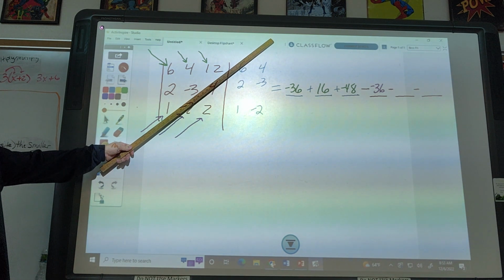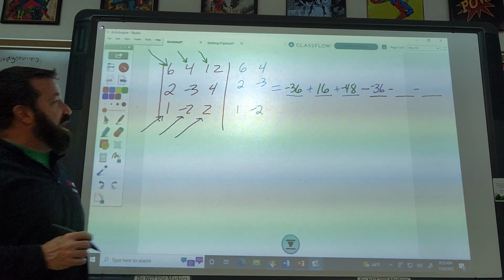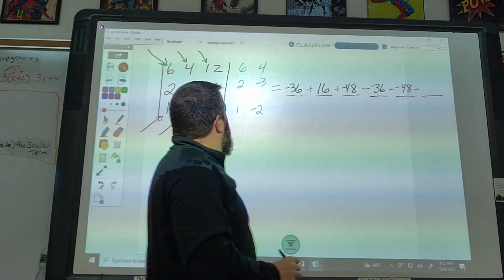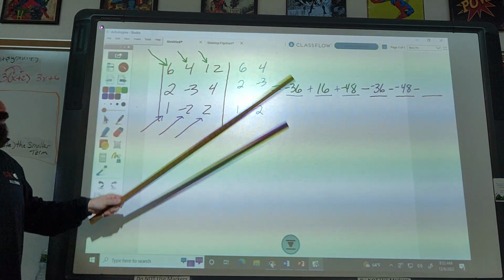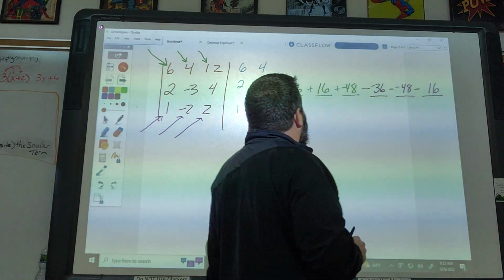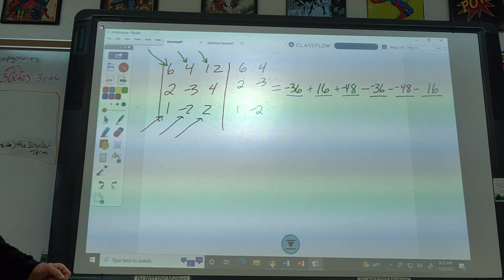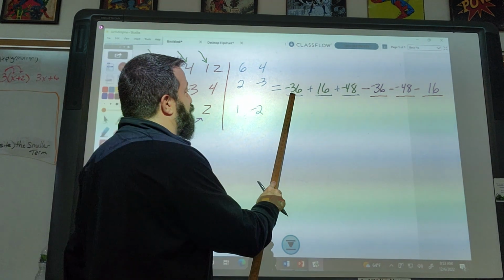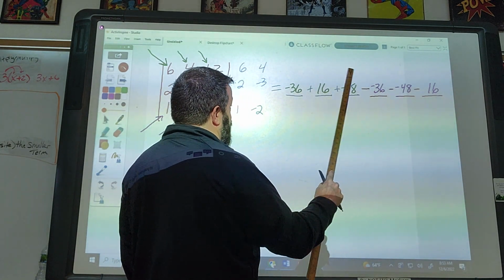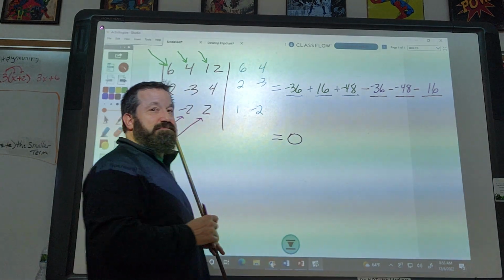And then I go through this diagonal. So I've got 6 times 4 and 24 times 2 is 48. So a -48. So I'm going to be subtracting a -48. And then the last diagonal, 2 times 2 times 4 is 16. Now, as it turns out, I can see from here I got a -36 to +36. I've got a -48 and a +48. I've got a +16 and a -16. This all actually turns out to be 0.